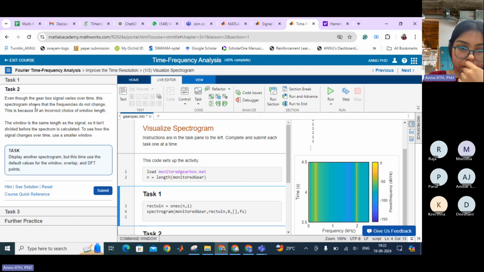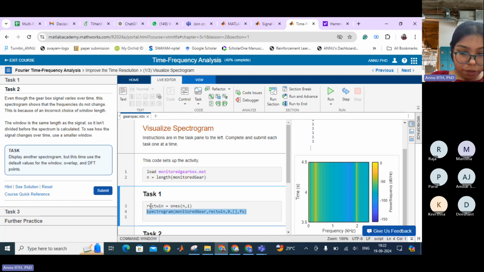Even though the gearbox signal varies over time, the spectrogram shows that the frequency does not change. This is because of an incorrect choice of the window length. The window is the same length as the signal, so it isn't divided before the spectrum is calculated. To see how the signal changes over time, use a smaller window. So display another spectrogram, but this time use the default values for the window, overlap and DFT values.